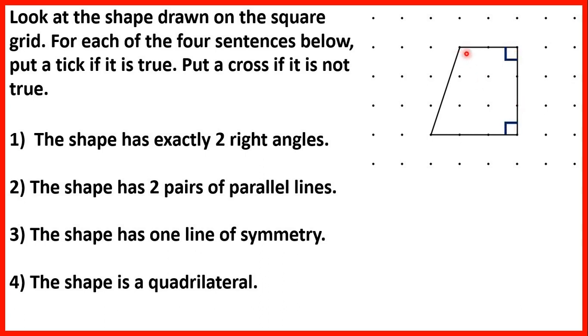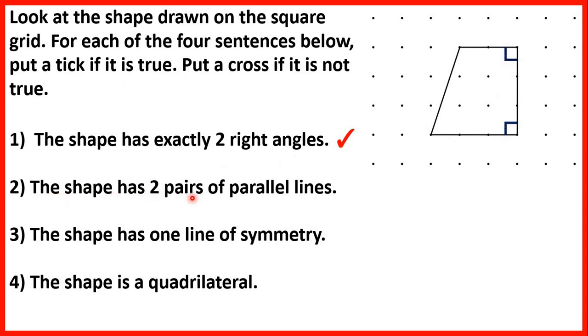And we have a right angle here and a right angle here. This angle is larger than a right angle, so that's obtuse, and this angle here is smaller than a right angle, so that's an acute angle. But we can see that we do have exactly 2 right angles.